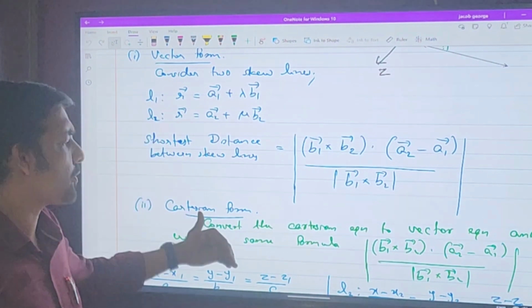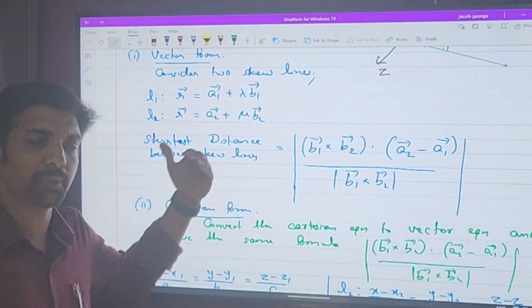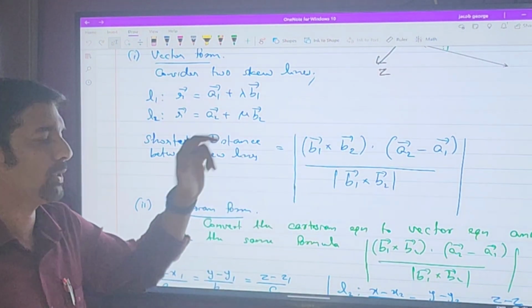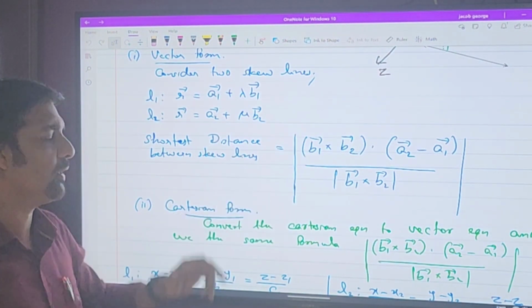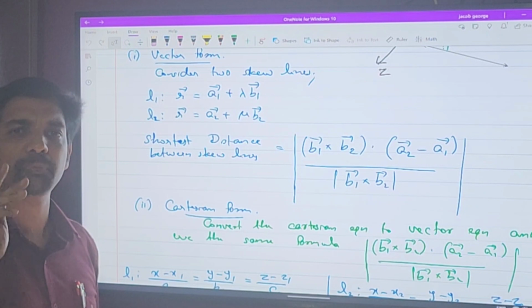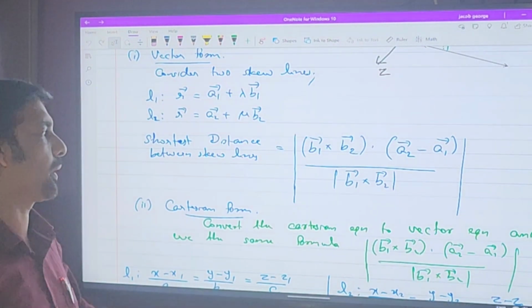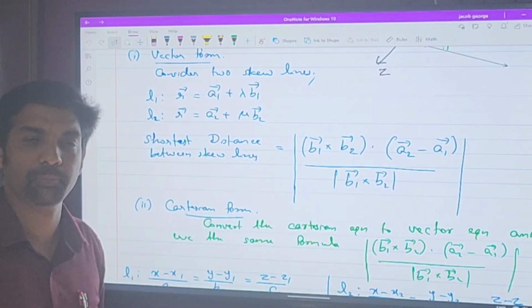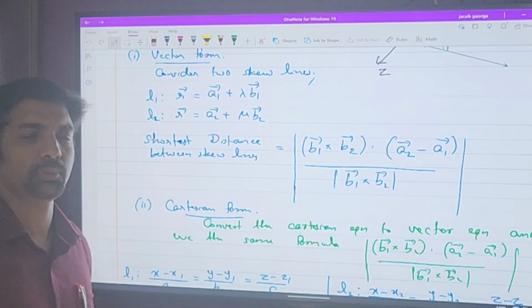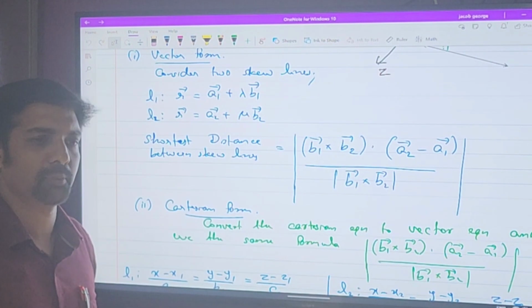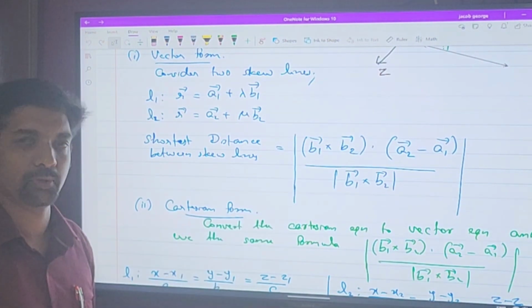So if the Cartesian form is given, you have to convert that Cartesian form into vector form, and you will use the same formula, which means one formula is enough to find the shortest distance between two lines. That is this formula: modulus of (b1 cross b2) dot (a2 minus a1), by modulus of b1 cross b2.